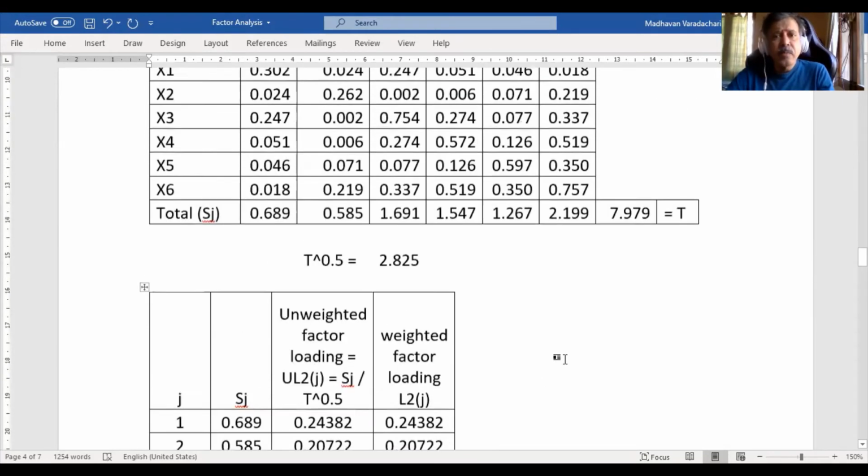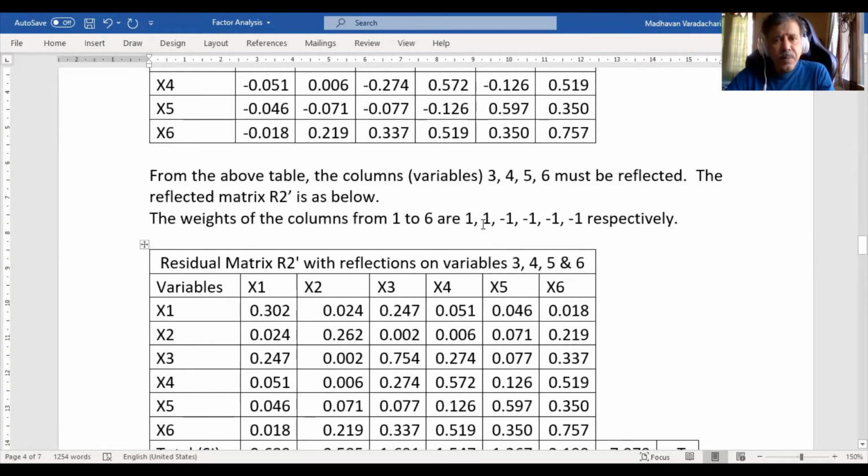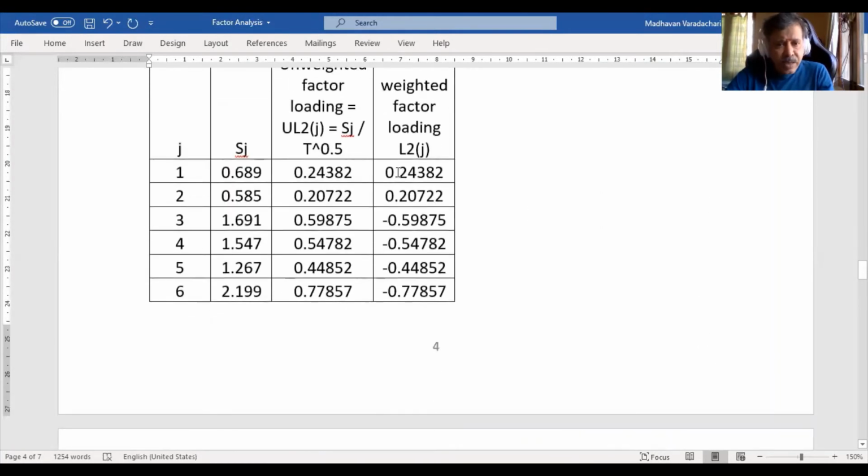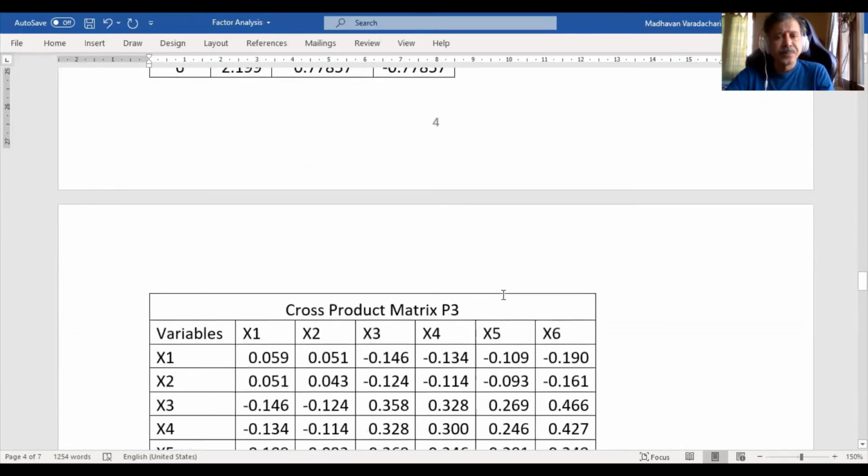Then for weighted, here you identified positive 1, negative 1, negative 1, negative 1. Means 3, 4, 5 are negative. The first two and the rest are positive. You assign those values, I mean, multiply those. 1 into this, you get 1. Same thing: 1 into this, negative 1 into this, negative 1 into this, negative 1 into this. You get this, right?